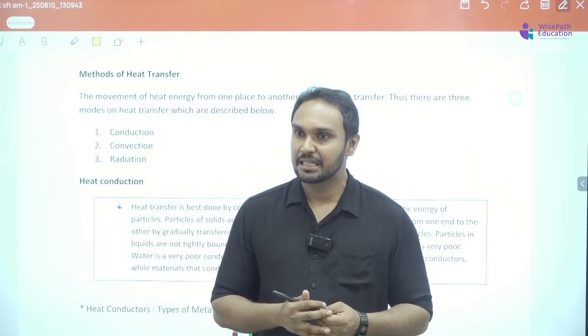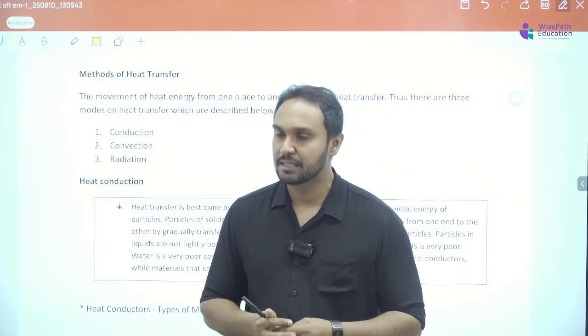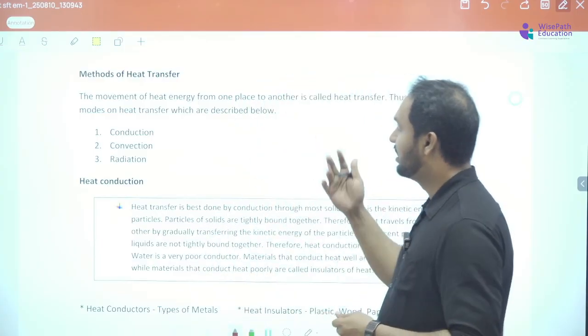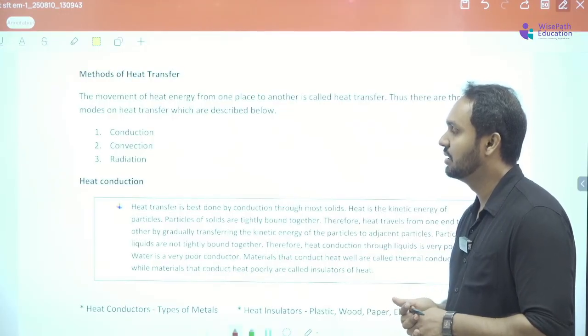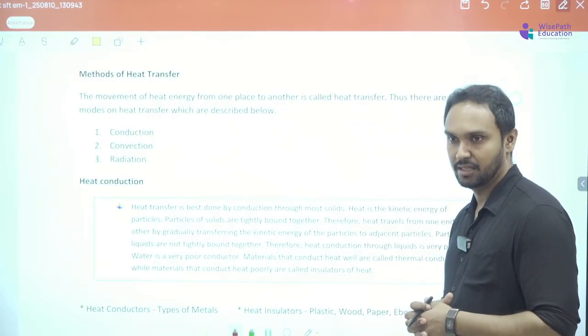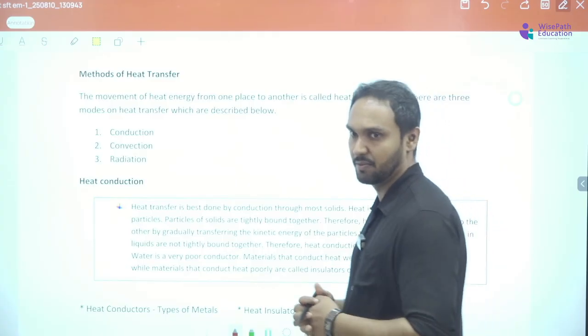So the heat is transferred in three ways. How? Conduction, convection and radiation. That is how heat is transferred from one place to another.